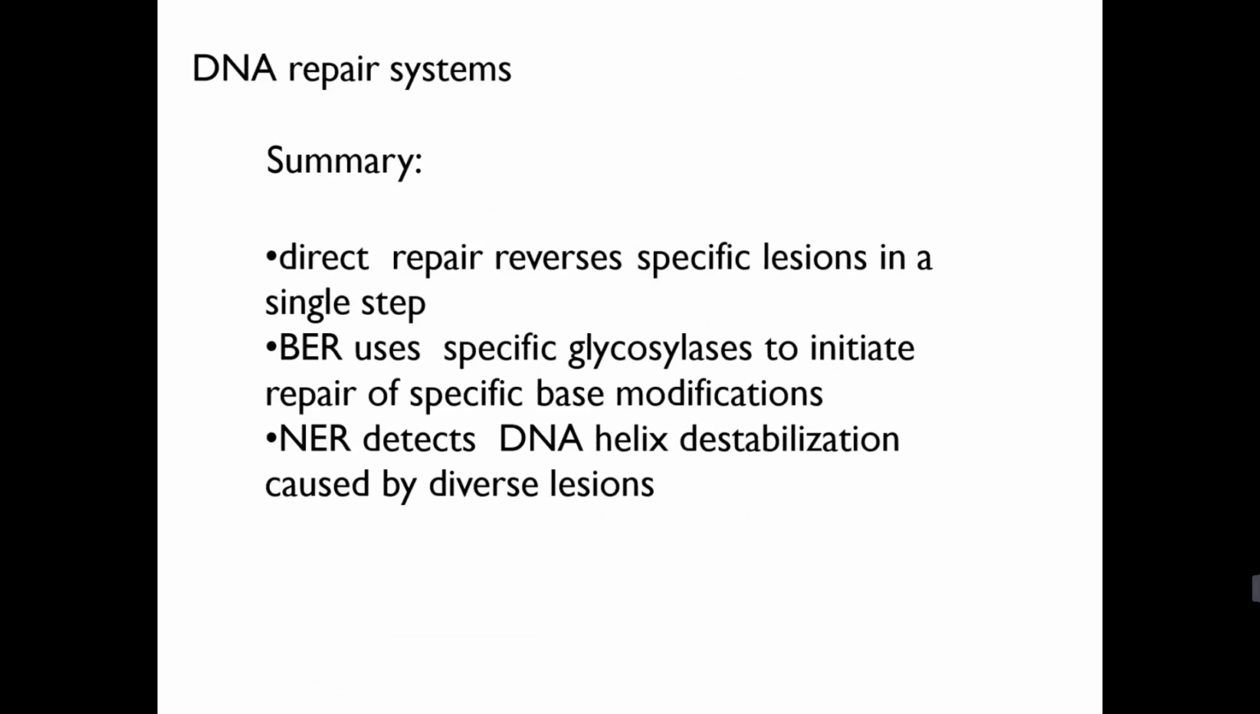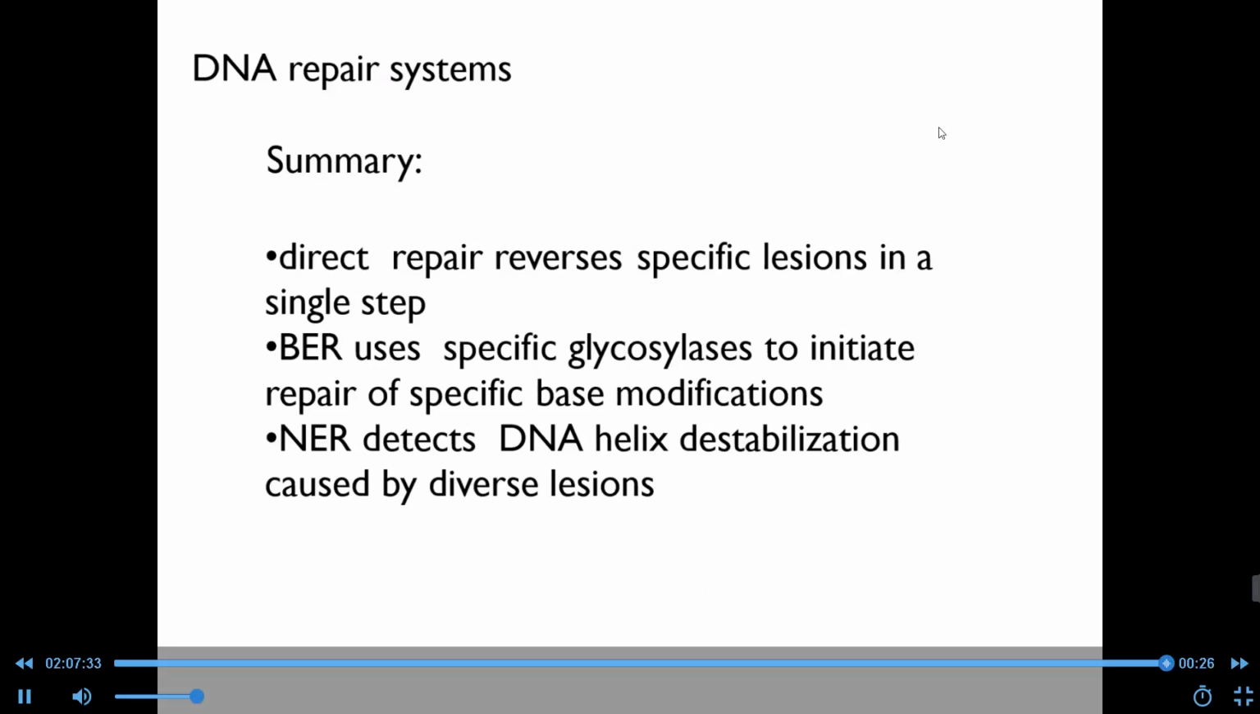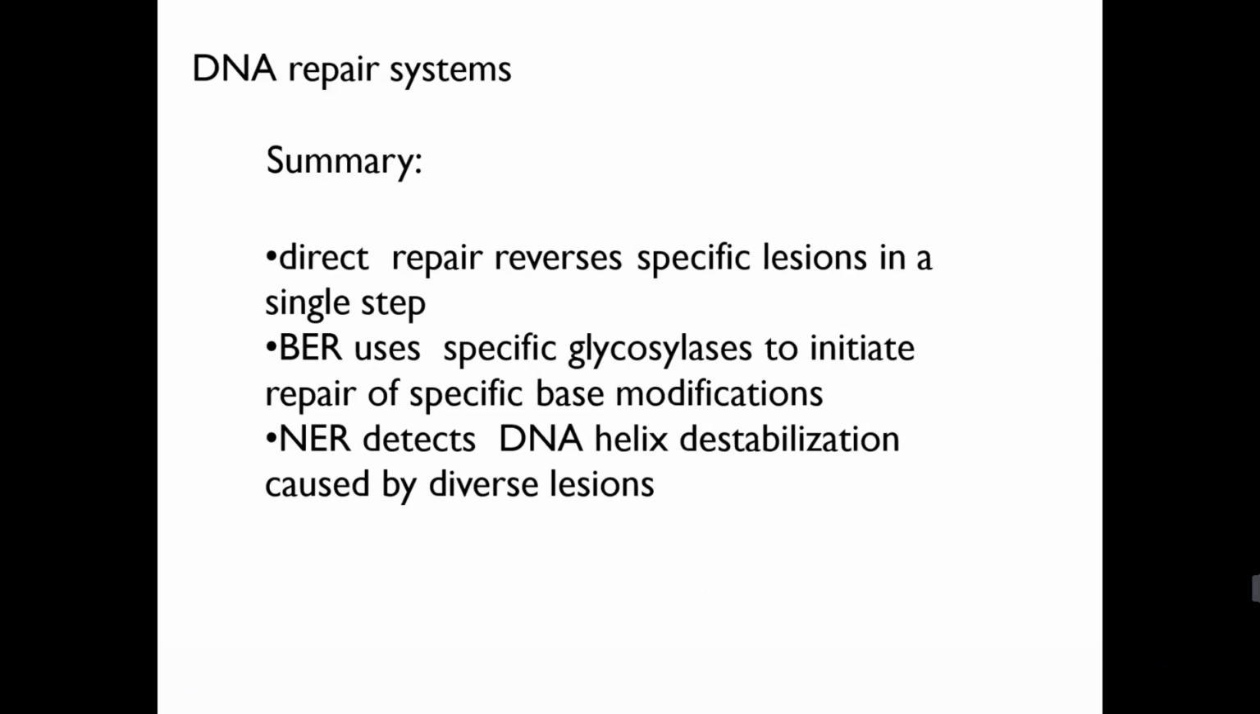Let's just summarize now everything that we've covered thus far, and we did go into detail about how direct repair reverses specific lesions in a single step. We talked about BER and how they use, in this pathway, specific glycosylases to initiate repair of specific base modifications. And finally, we ended off with NER, which detects DNA helix destabilization caused by diverse lesions. And this concludes the DNA repair lecture.